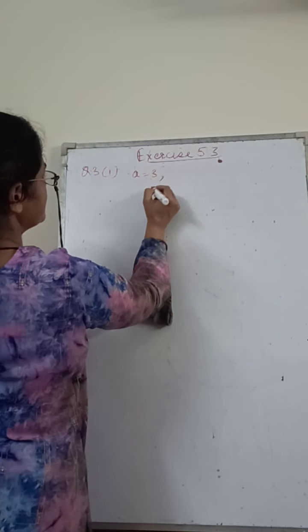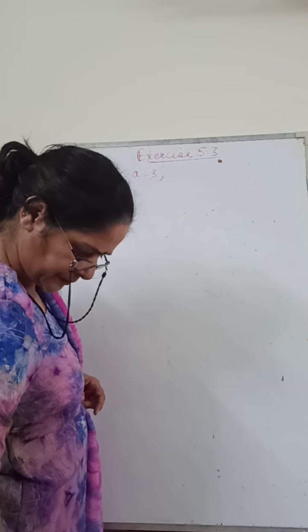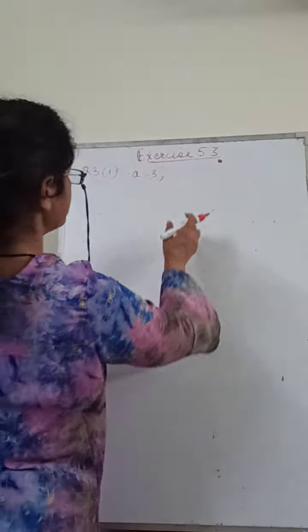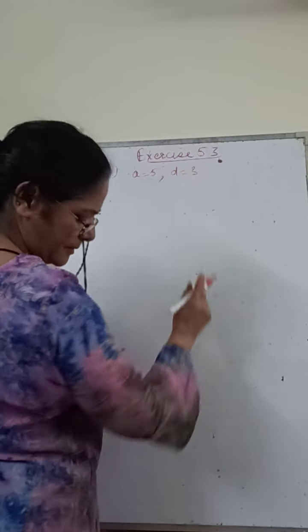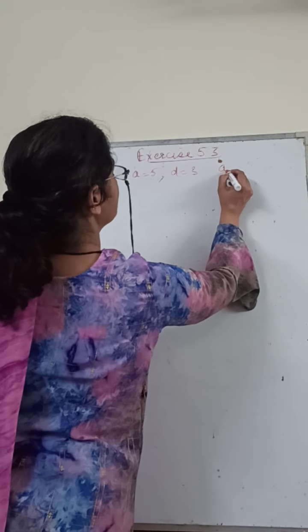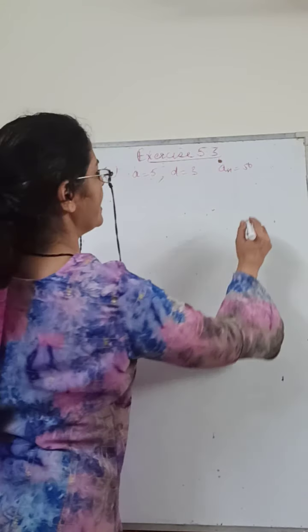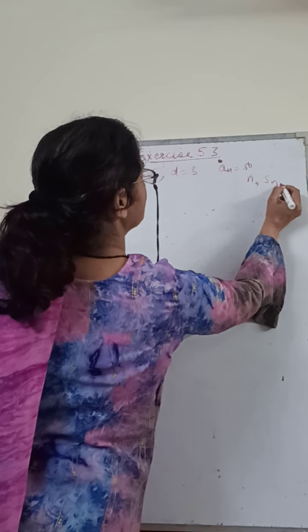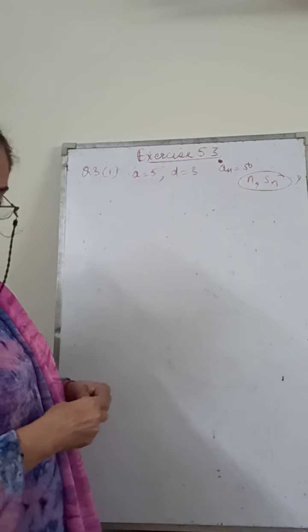It is given A is equal to 5, D is given 3 and An is given 50. You have to find n and Sn. Here he has said clearly you have to find n also and Sn also.